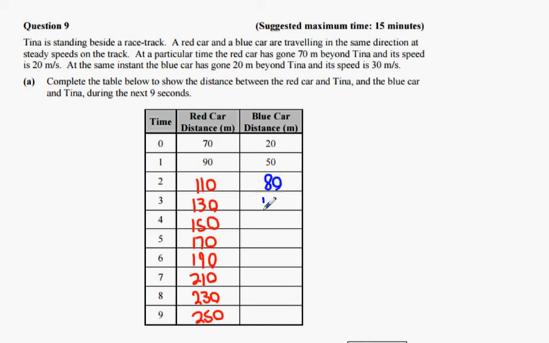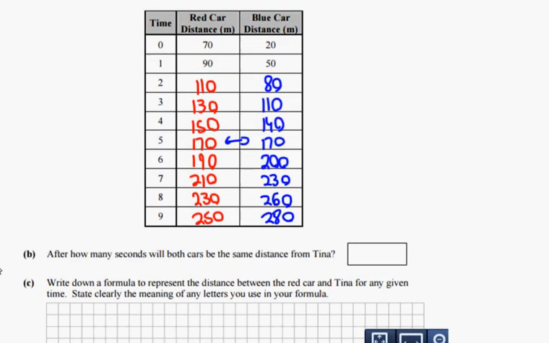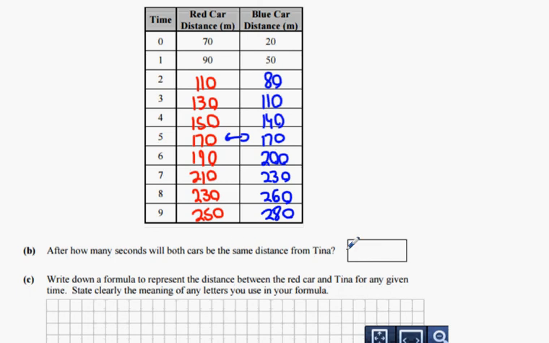So it's going to be 80, 110, 140, 170. We can see they're now equally far away from Tina. 200. Then the blue car overtakes the red car because it's going faster. 230, 260, 280. Okay. After how many seconds will both cars be the same distance from Tina? 5 seconds.